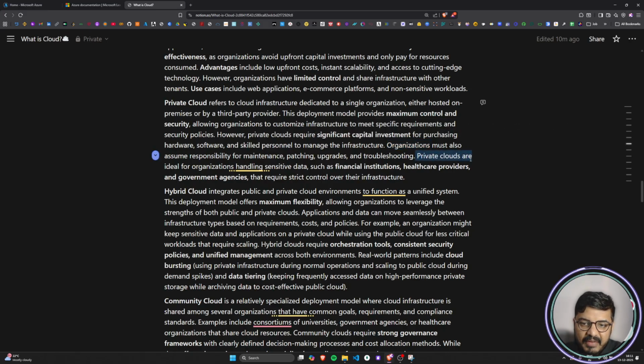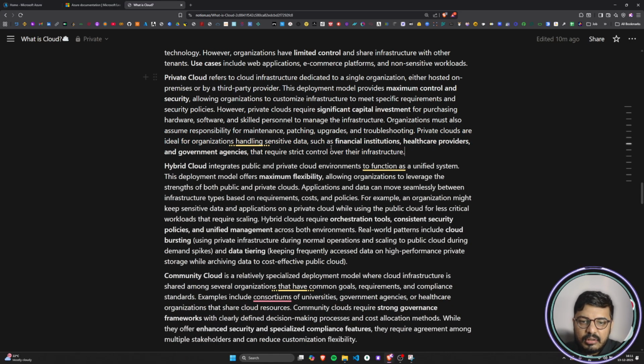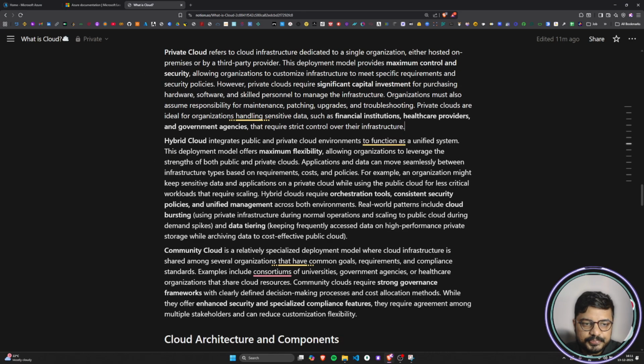Private clouds are ideal for organizations handling sensitive data such as financial institutions, healthcare providers, and government agencies that require strict control over their infrastructure. So, organizations like financial institutions, banks, insurance companies usually handle sensitive data, right? Even healthcare providers like hospitals, and government agencies have sensitive data, and we can't take the risk of leaking that data. So in that case, these organizations will go ahead with the private cloud.